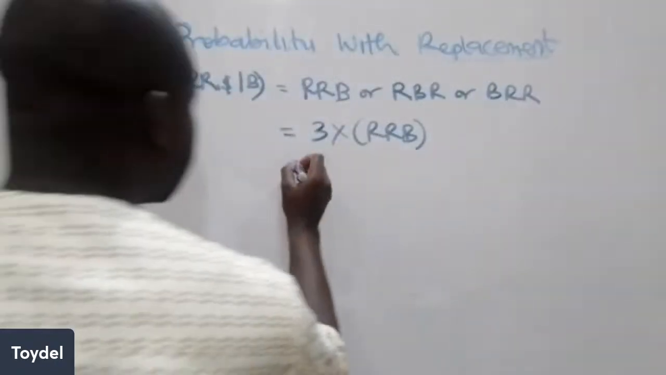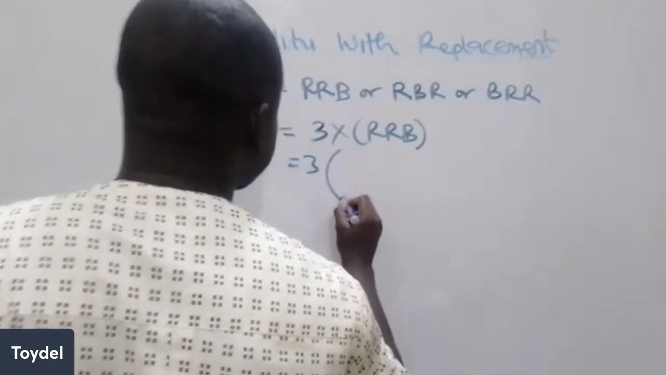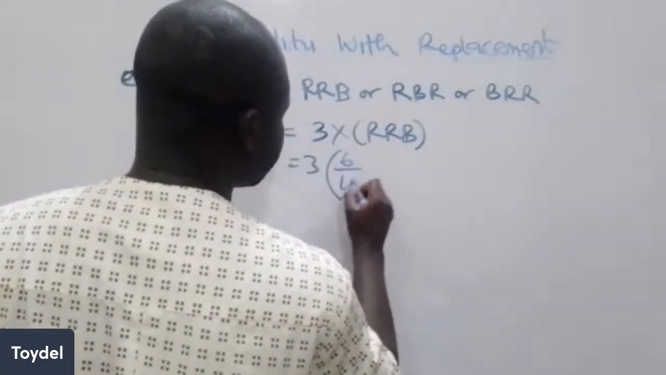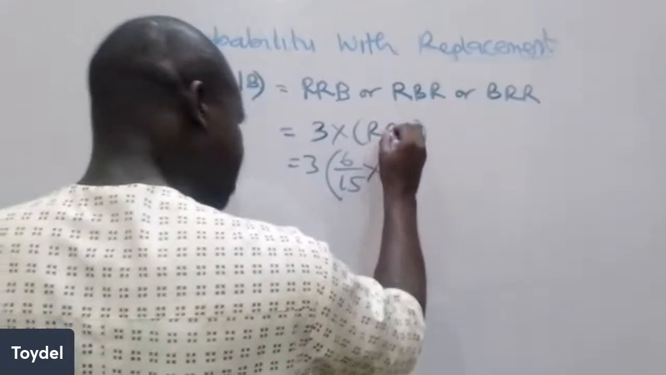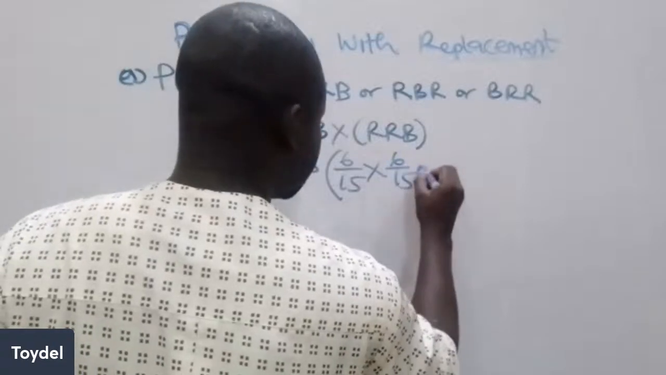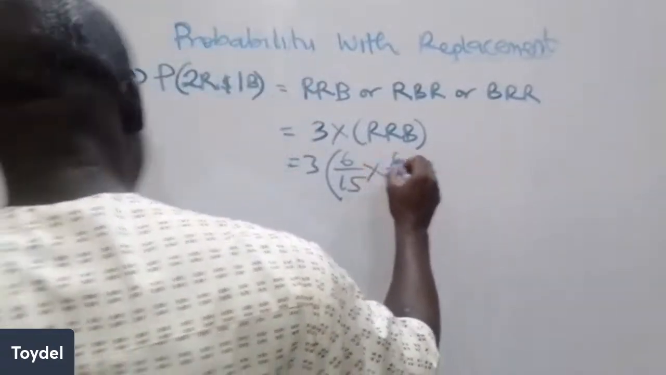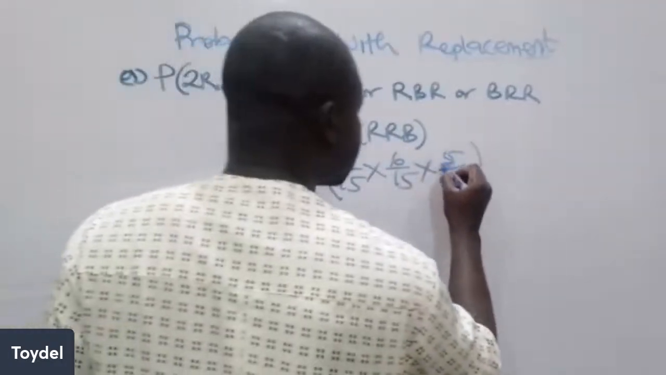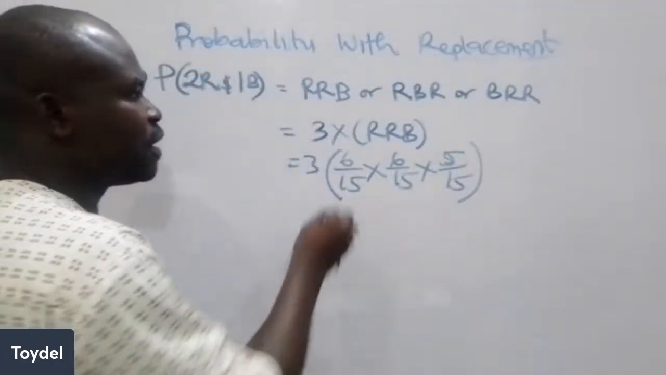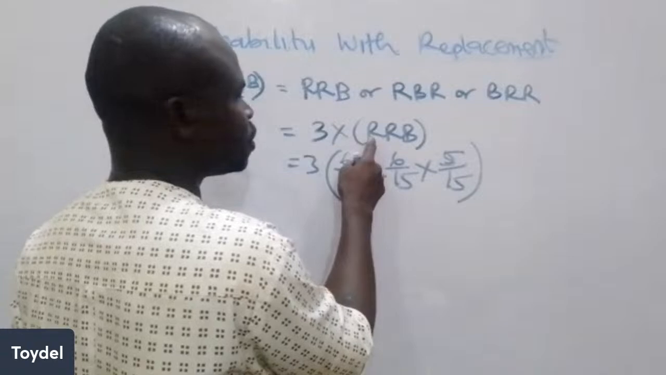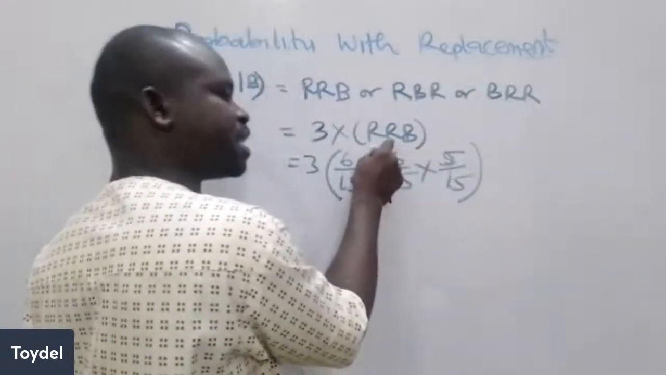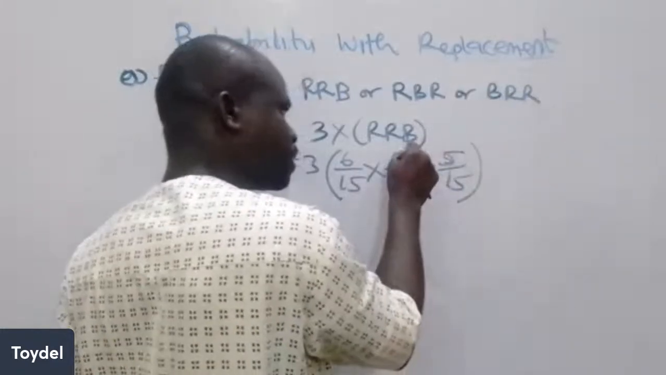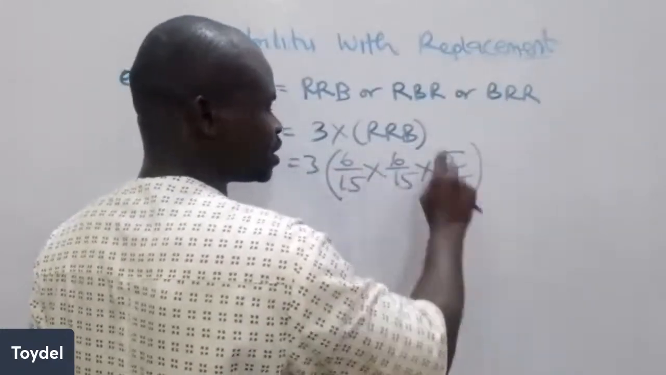Then what would that give me? That would be 3 into bracket. What is the probability of picking red balls? Red is 6 all over 15, multiplied by the other red ball, 6 all over 15, multiplied by the probability of picking blue, which is 5 all over 15. Because we have these balls with replacement, when I pick the first one, I must return it before I pick the second one. Then once I pick the second one, I must return it before I pick the third one. That is why nothing changes.